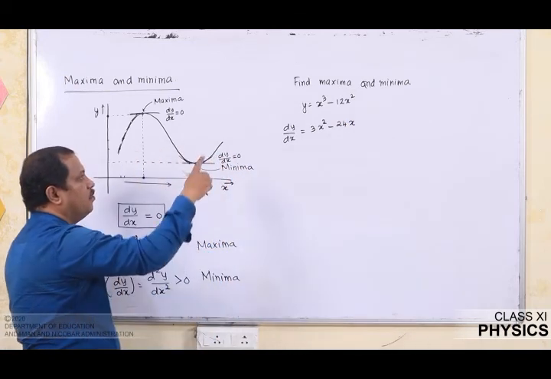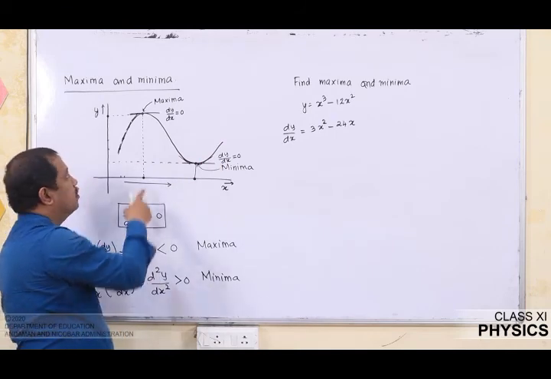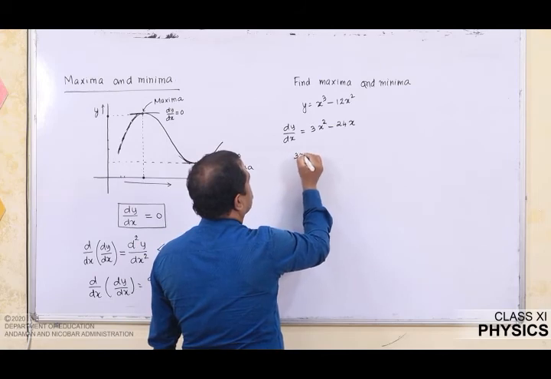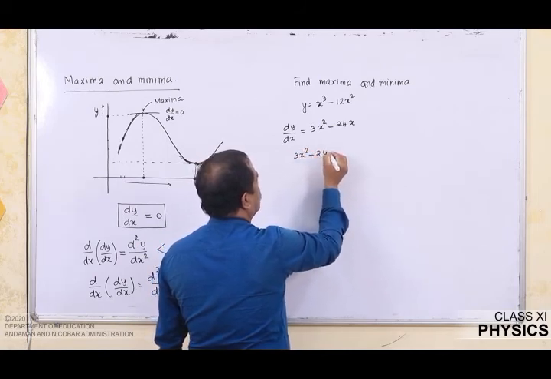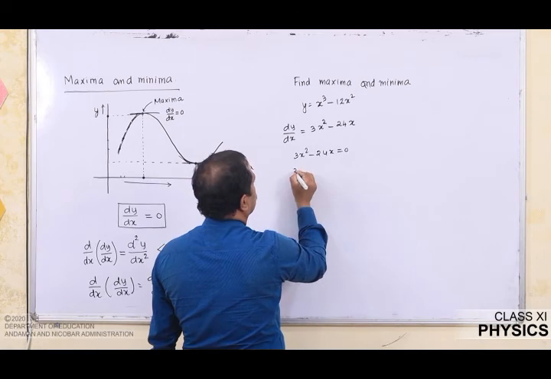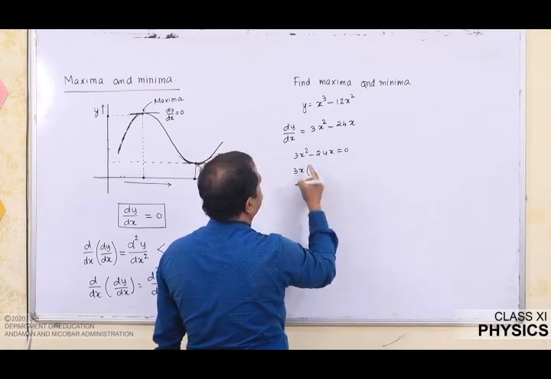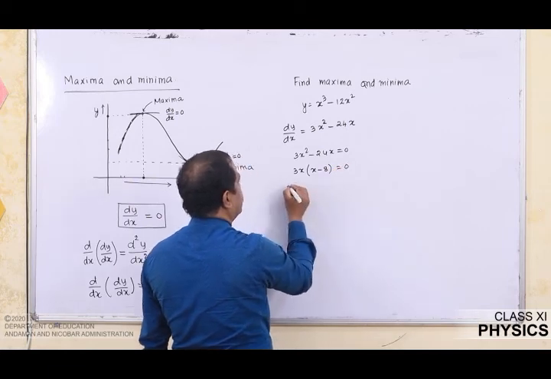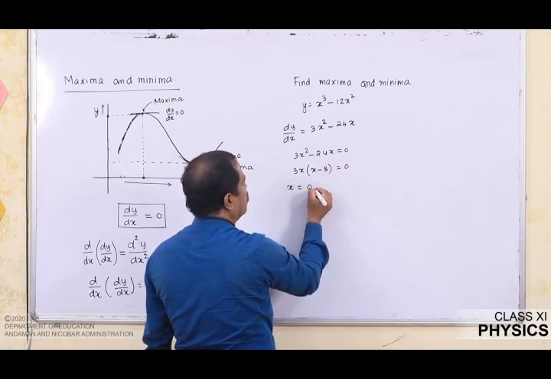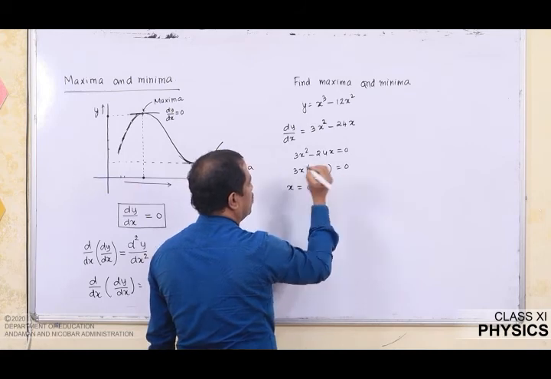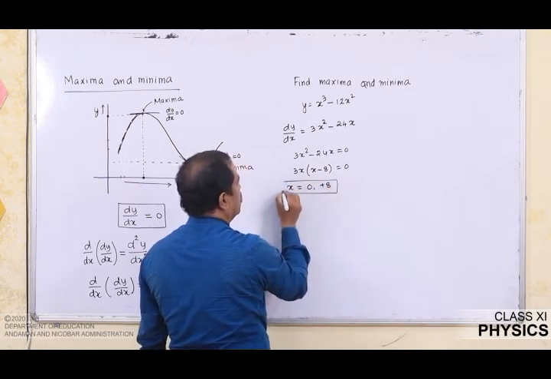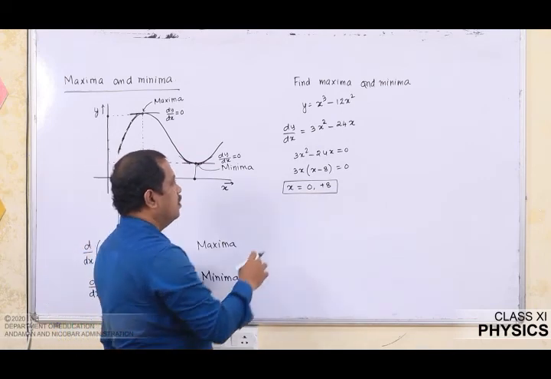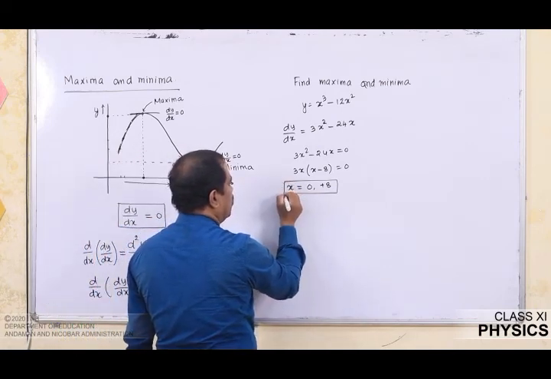Now I know that whenever maxima or minima happens, the slope will be equal to 0. So I am going to equate this to 0. So 3x square minus 24x is equal to 0. So I get 3x times x minus 8 is equal to 0. So I get x is equal to 0 or 8. So these are the two values at which maxima or minima occurs. So now I want to check which value has maxima or minima.